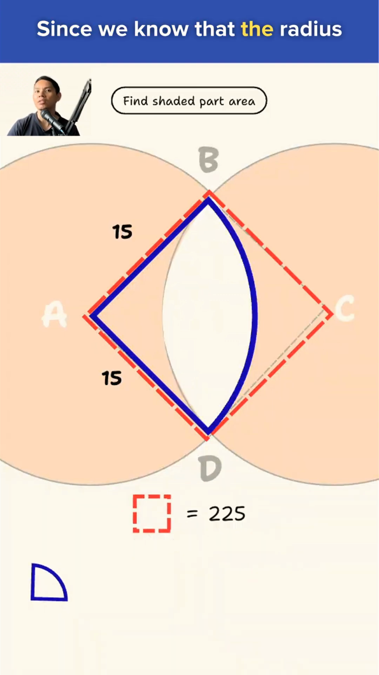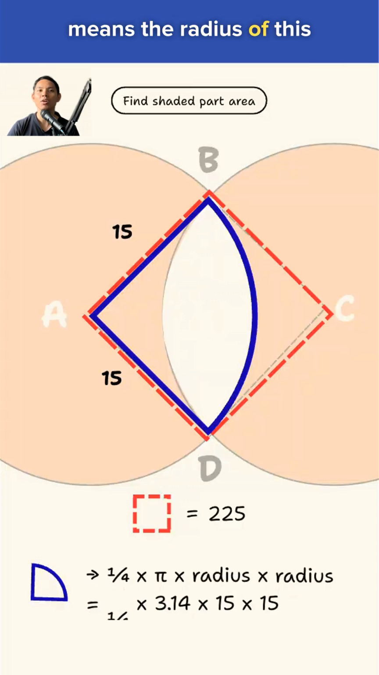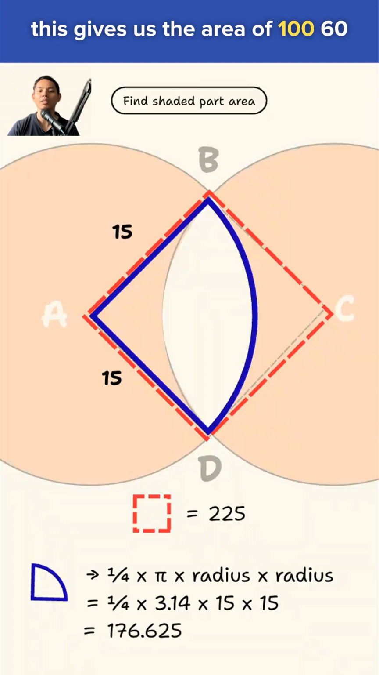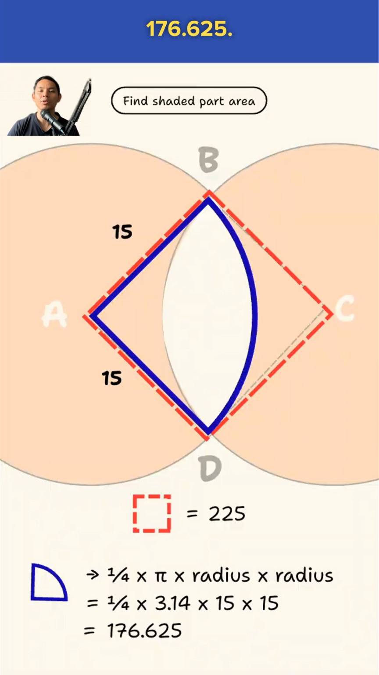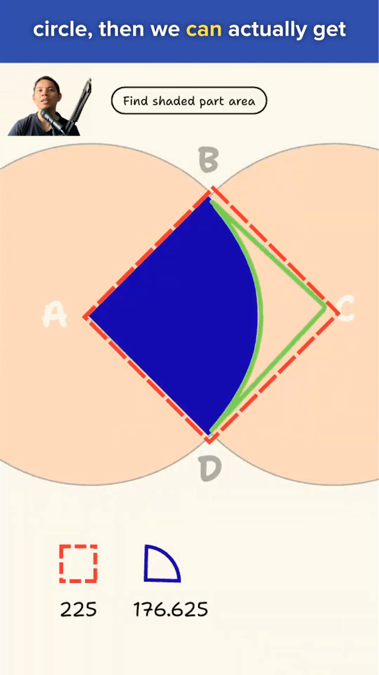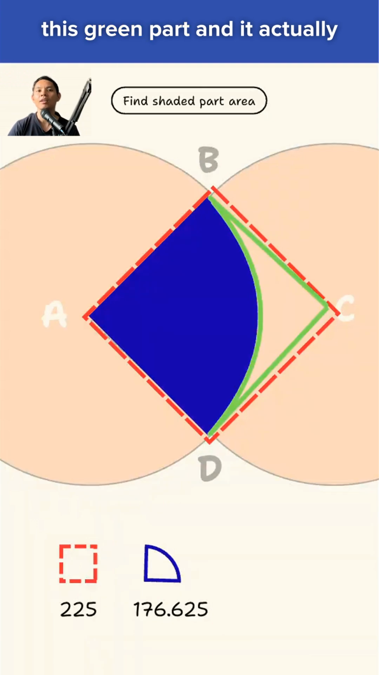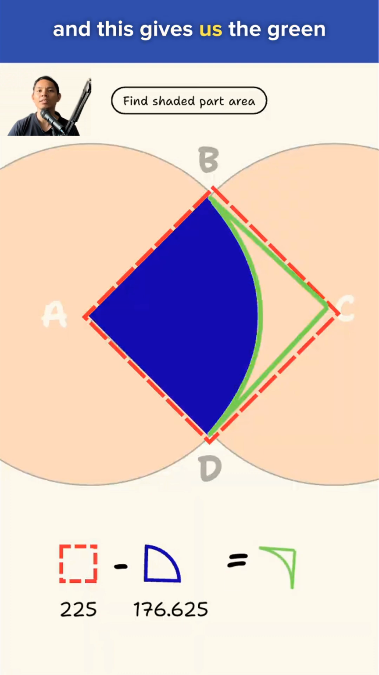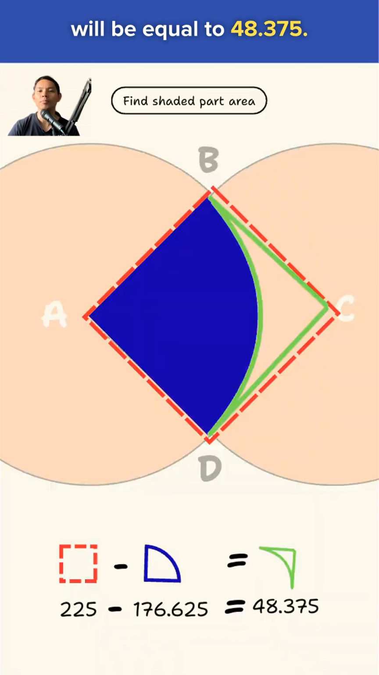Since we know that the radius of the circle A is 15 as well, that means the radius of this quarter circle is also 15. And this gives us the area of 176.625. Since we know the red dotted square with the blue quarter circle, then we can actually get this green part. And it actually is just pretty straightforward, which is the red square minus the blue quarter circle. And this gives us the green part. So we will just minus it, and this will be equal to 48.375.